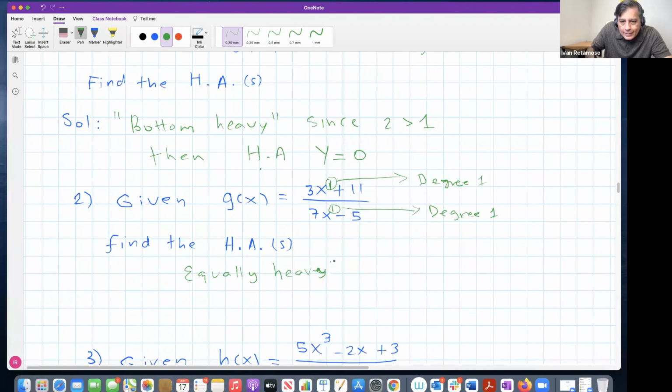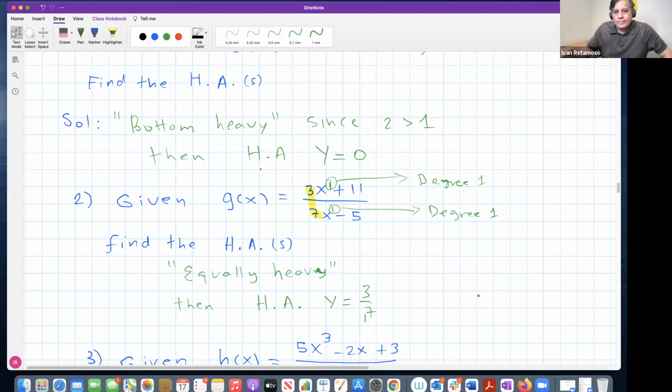It says that the horizontal asymptote, shorthand for horizontal asymptote is h.a., will be given by this equation, y equal the quotient of these two guys, this over this. Take this part, 3 over 7. Very good. All right, excellent.